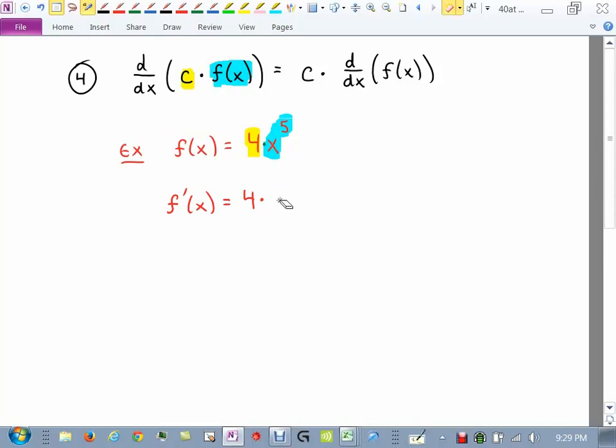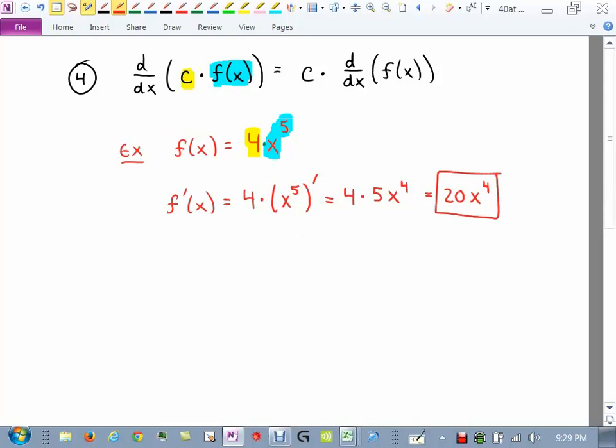So I'm just going to put a little prime mark on that parentheses. That just tells you, okay, I need to take derivative of that still. But the derivative of x to the 5th is 5x to the 4th. And now that 5 and 4 multiply together, it gives you 20x to the 4th. So the constant will come out. It'll just multiply whatever's out there. So nice result.